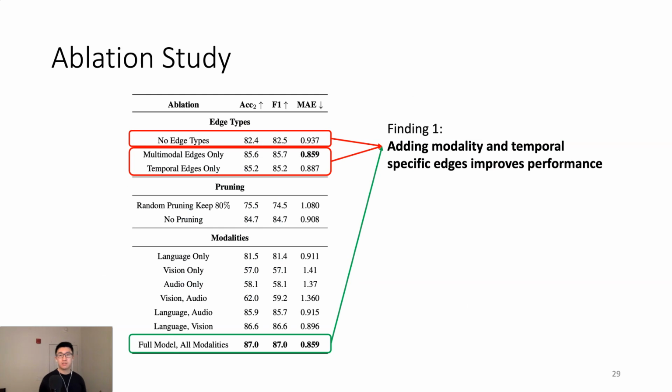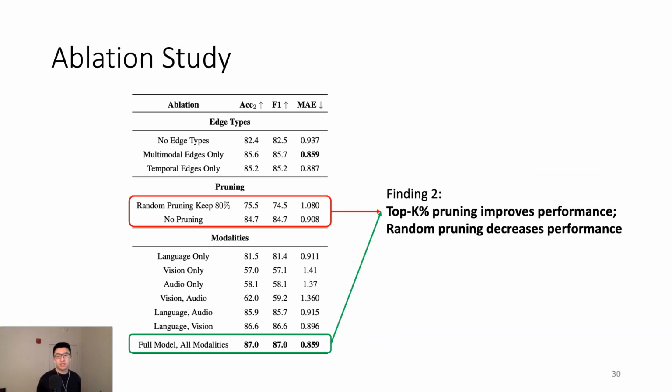We also conducted the ablation study on our model, and it had 3 findings. The first finding is that adding modality and temporal specific edges improves performance. The second finding is that our top K edge pruning technique indeed improves performance. We also compared to a random pruning baseline and find that random pruning would actually decrease performance.